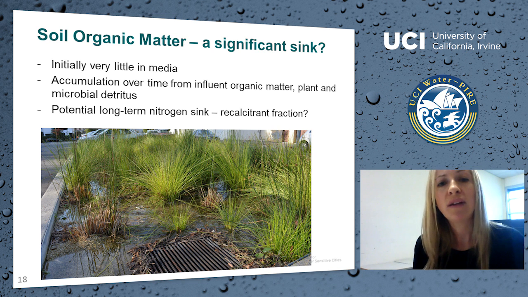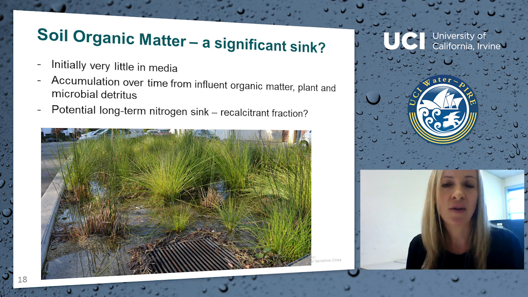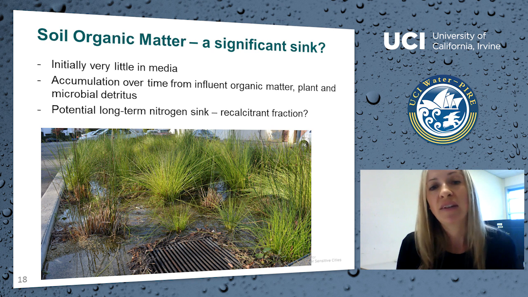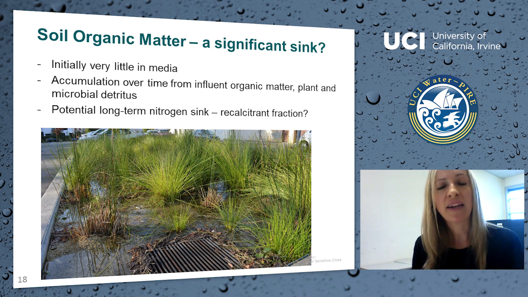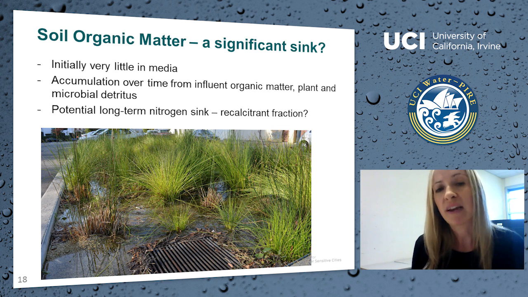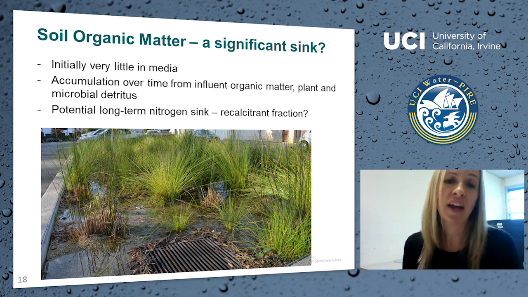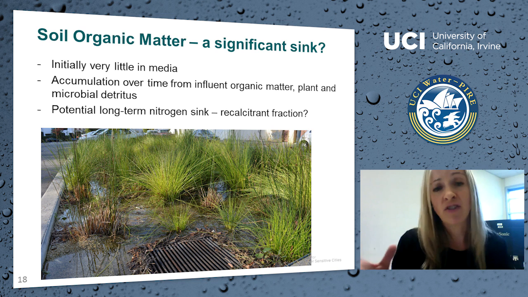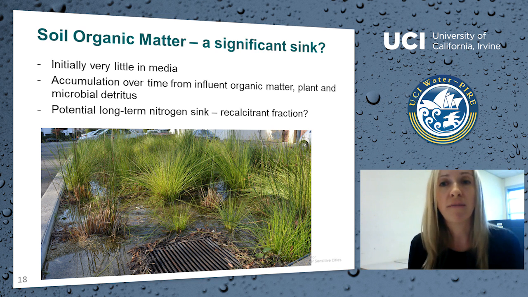But also, will a pool of soil organic matter start to accumulate within the system over time from the turnover of the plants and the microbial biomass, and also from organic inputs from stormwater entering the system? So in many terrestrial systems, the pool of soil organic matter can form quite a significant storage for nitrogen. One study reported that the size of this storage can exceed the size of nitrogen stored within the plant biomass by an order of magnitude.